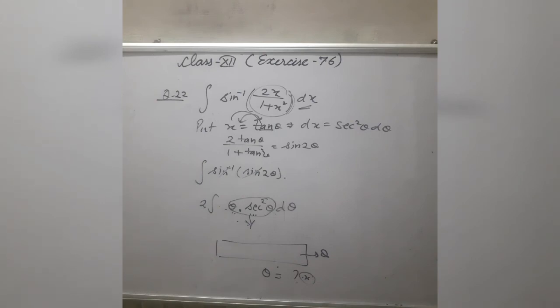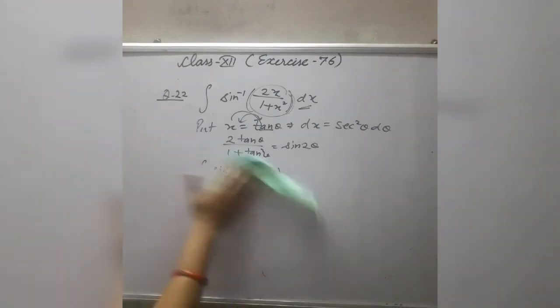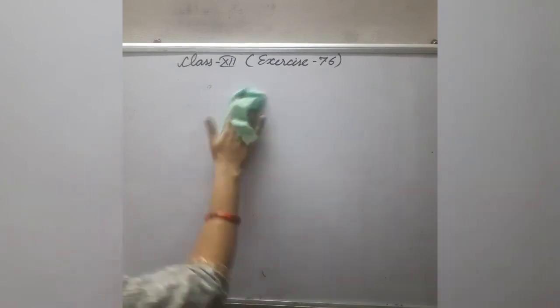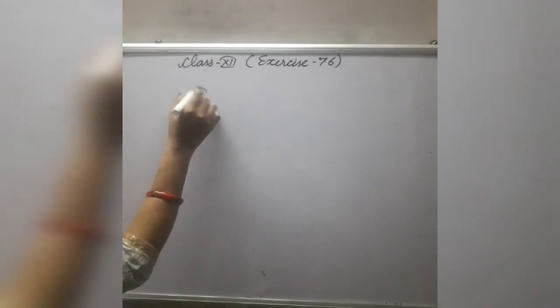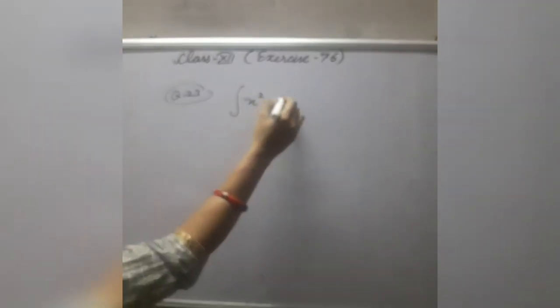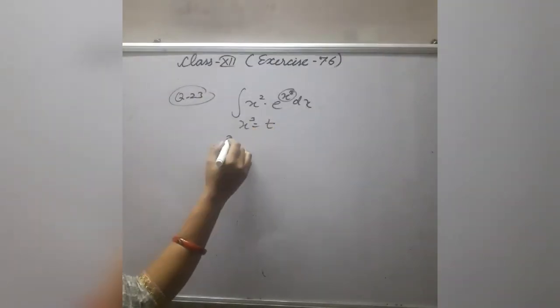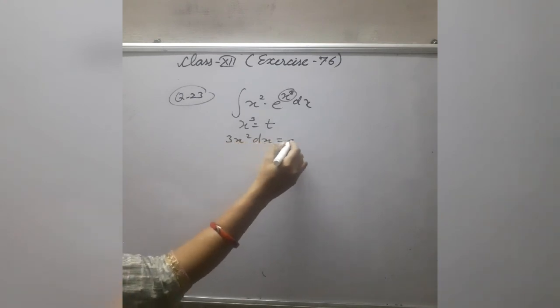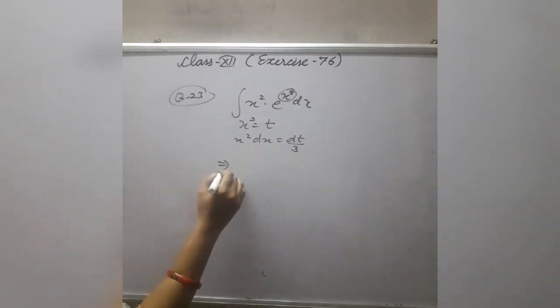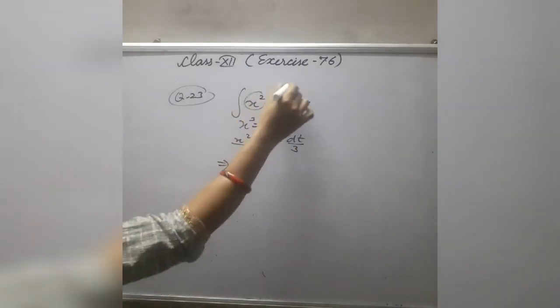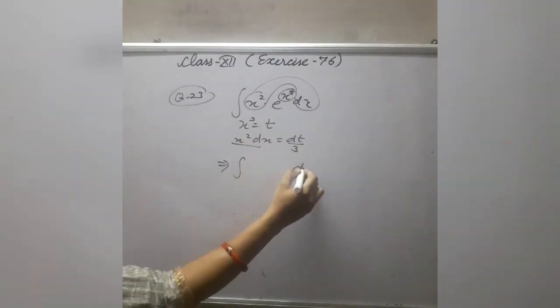Now the last 2 sums of this exercise. MCQ questions are there. These 2 sums are very simple. In question number 23, find the integration of x square into e raised to power x cube dx. Here you will put x cube equals to t, and taking derivative on both sides, 3x square into dx equals dt, or you can say x square into dx is dt by 3. So in place of x square into dx, write down dt by 3.